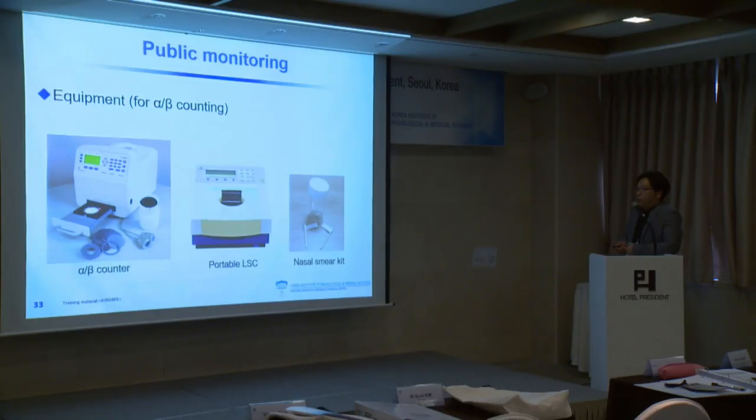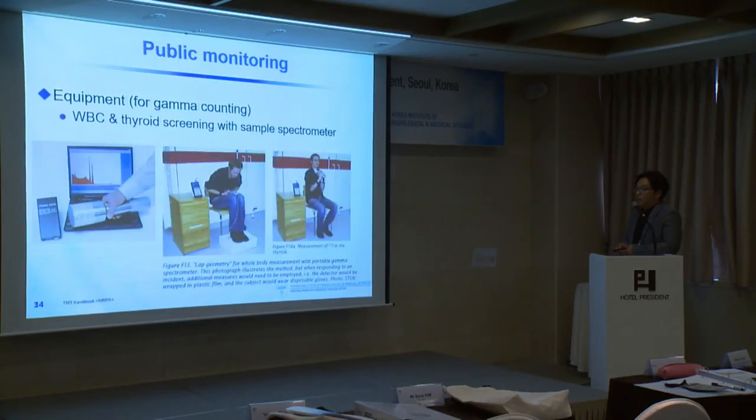This is a figure. This is an alpha and beta counter. You can see a filter paper. It can be used for nasal smear or smear samples. This is a portable liquid scintillation counter for urine tests, and this is a nasal smear kit. And this is the equipment for gamma counting. Actually, this is a handheld gamma spectrometry system, but you can apply this instrument for cesium or as a thyroid organ counter like this. And you can refer to this data from the TMT handbook.